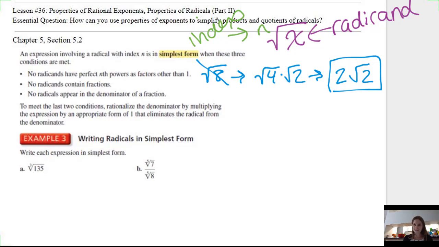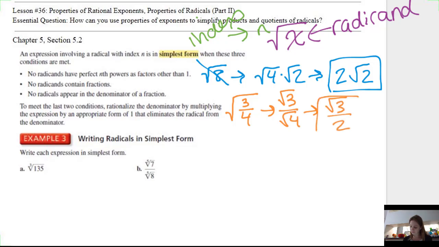Second rule, no radicands can contain fractions. So what we cannot have is the square root of, let's say, 3/4. You can't have a fraction as a radicand and consider it simplest form. So what we would do here is take the square root of the numerator and the square root of the denominator, and we know the square root of 4 is 2. So now this is in simplest radical form. Okay, so not this first one.